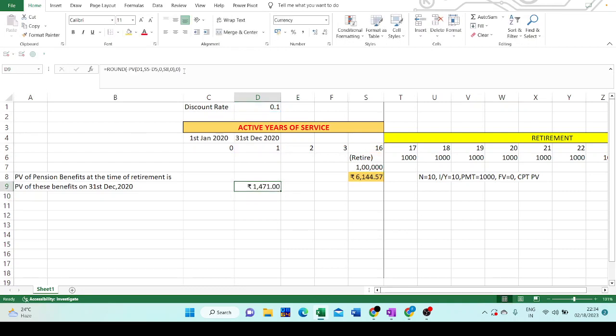Okay, so present value of these benefits on 31st December 2020 is 1471, right? So present value of pension benefits payable to the employee in today's dollars, or in today's rupees, is 1471. Please write this down. Present value of pension benefits payable to the employee in today's rupees is 1471. Guys, ye calculation samajh mein aaya?